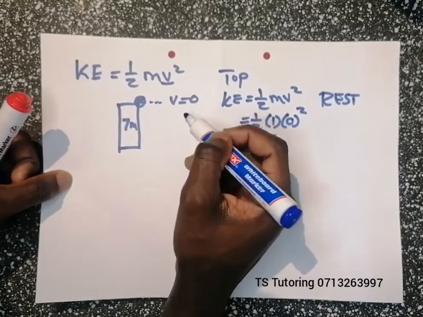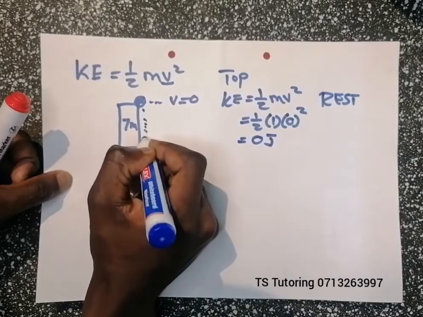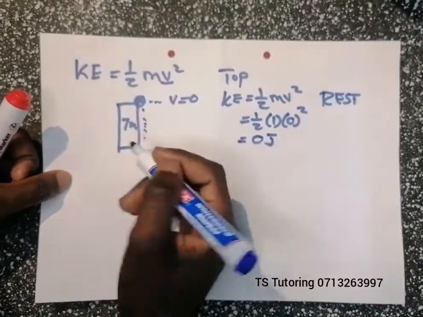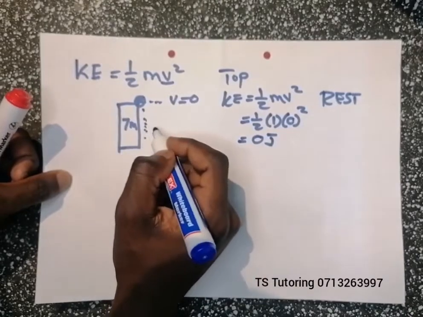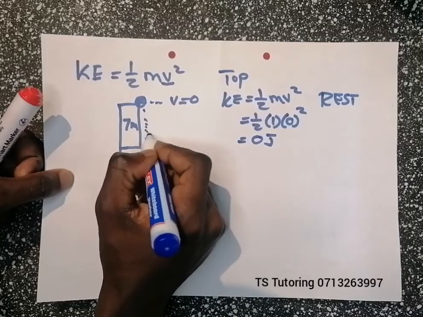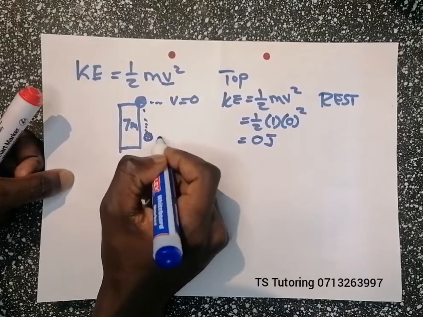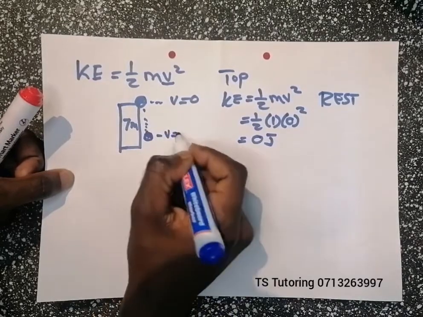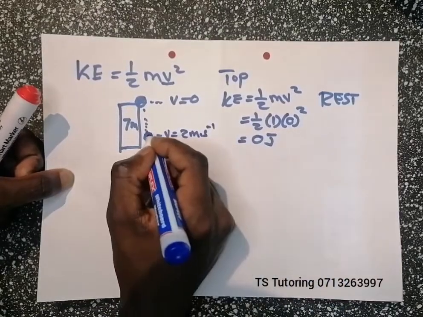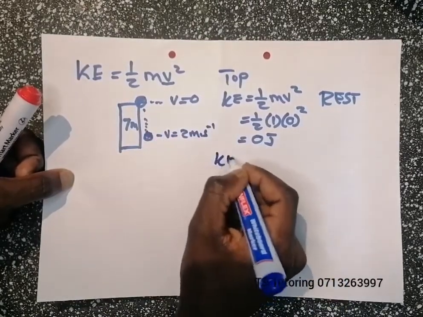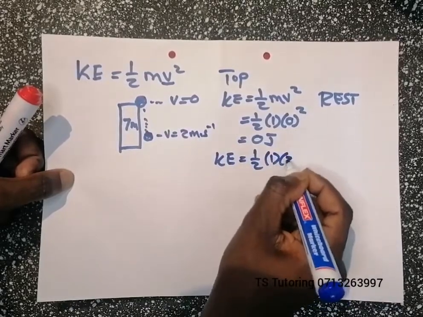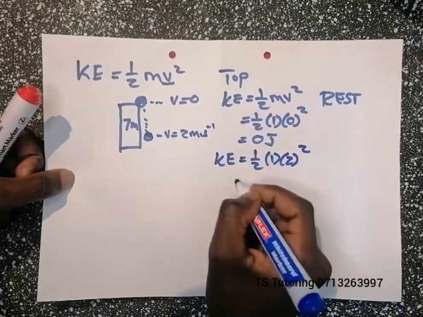There's no kinetic energy. But once the ball starts to fall, it's now gaining speed because gravity is pulling it down. When it gains speed, it means that we're going to have kinetic energy. Let's say that when it falls down, the v was 2 meters per second. How much would be its kinetic energy here? The kinetic energy there will be half, mass is 1, velocity is 2 squared.